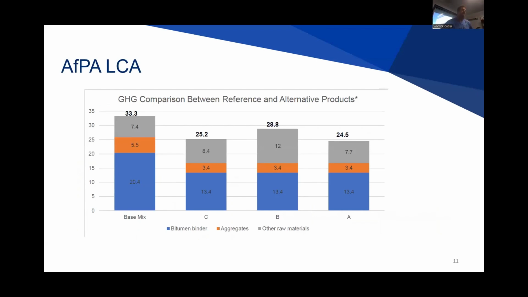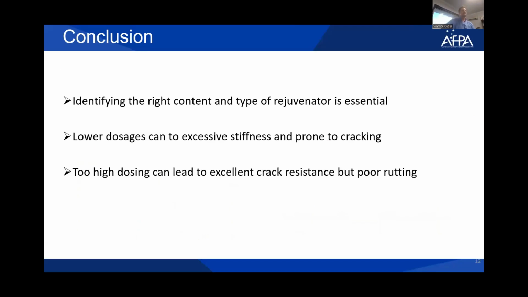This is a bit of calculation that Anna put together for me, basically just showing the GHG comparison between the reference and the alternative products. So the conclusion essentially is that identifying the right content and the type of rejuvenator you wish to use is essential. You've got to do a lot of research in terms of finding out the right dosing, because if you get a dosing too low, you can get excessive stiffness and you can be prone to cracking. But if you get it too high, then you can have an excellent crack resistance, but you're going to get poor rutting.